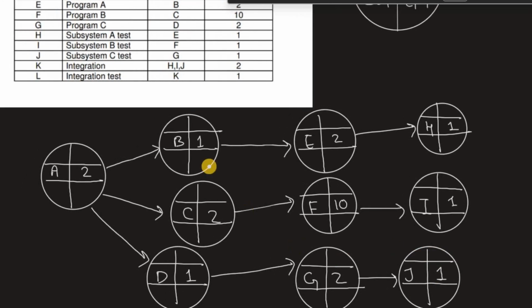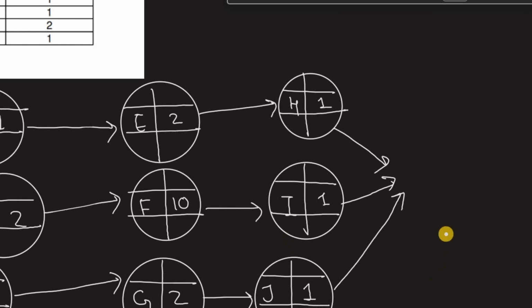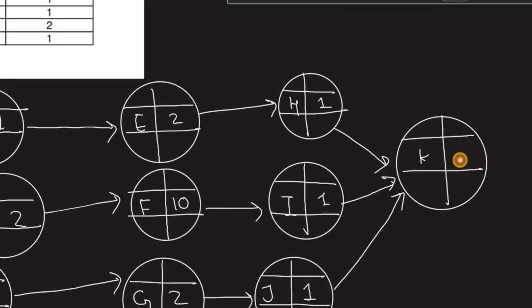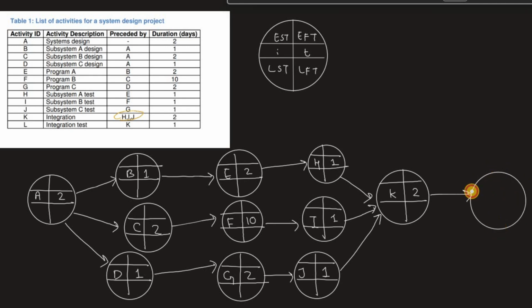And then K. Here, this is important: activity K is dependent on H, I, and J. It is dependent on the completion of all these three activities, with a duration of 2. And lastly we have activity L, which is the last activity, with a duration of 1.